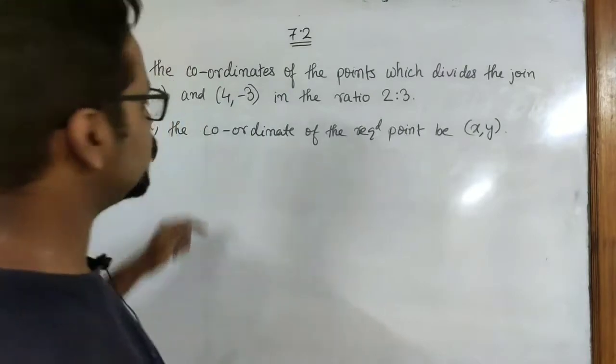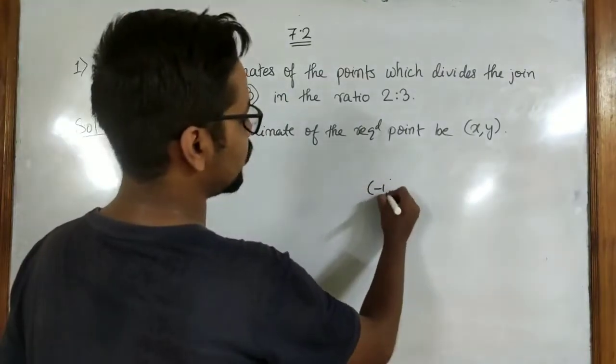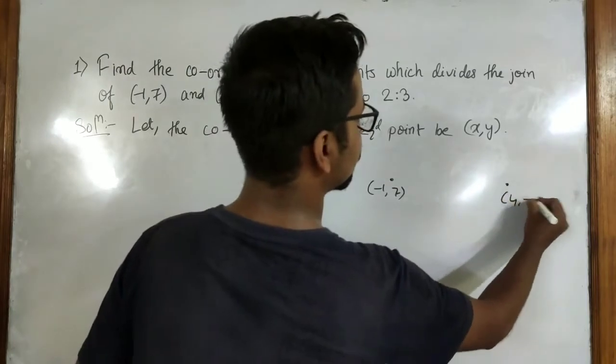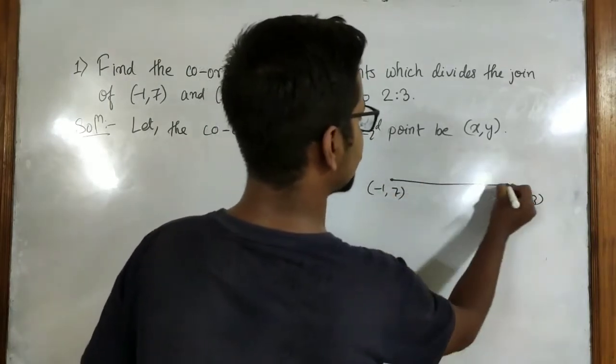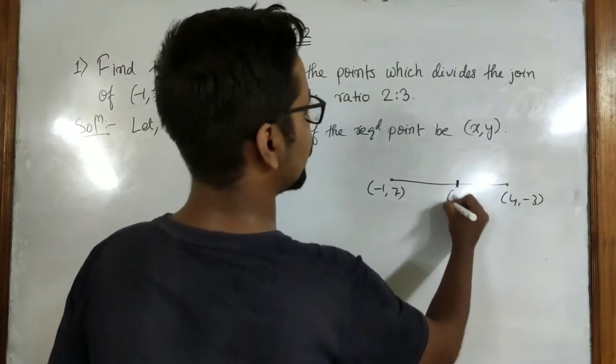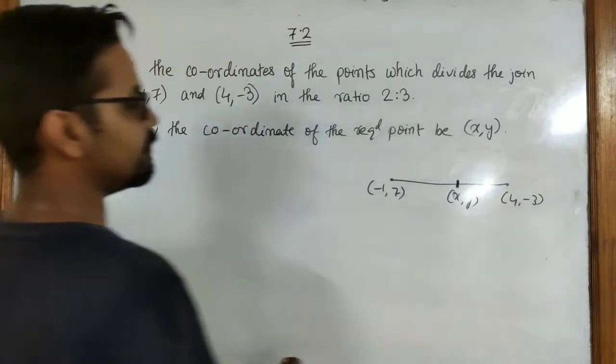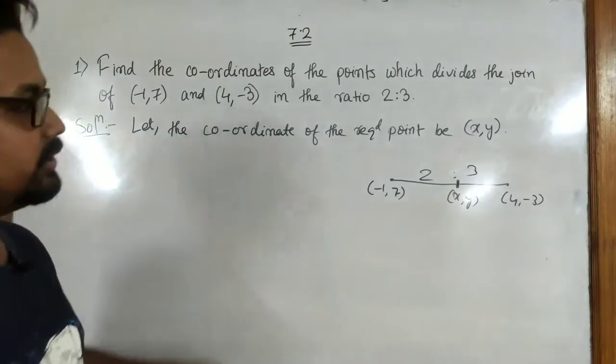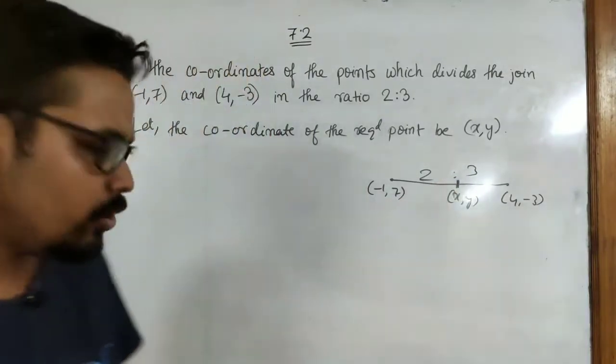So what it says, suppose you have a point -1,7 and you have a point 4,-3. So you have to join this line. You have to find a point somewhere here, x comma y, which will divide the line in the ratio 2:3. Okay, so this is our question. We have to find x and y. So we know the formula.